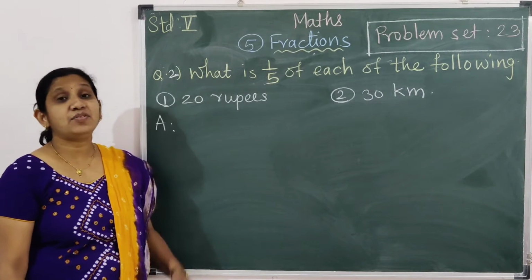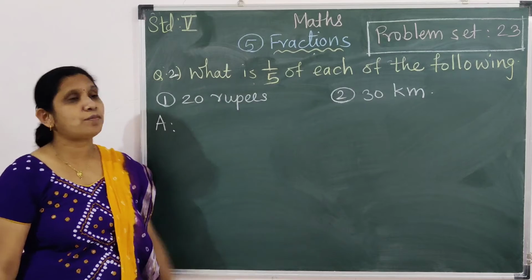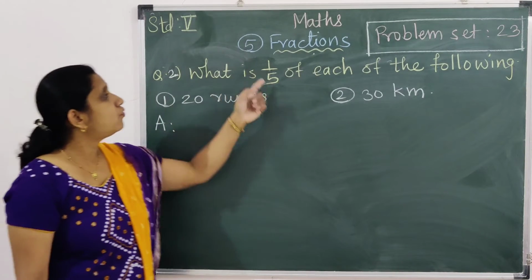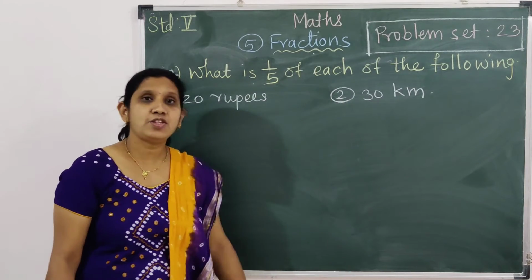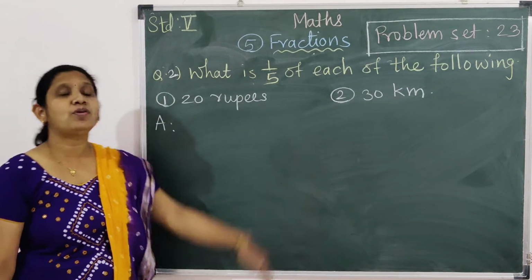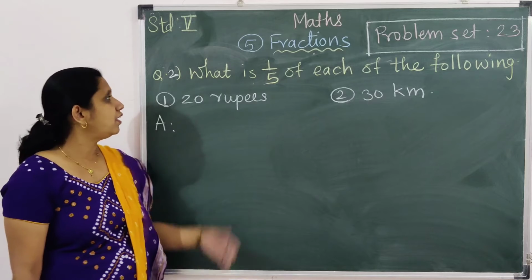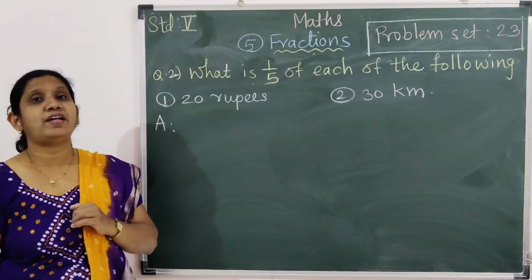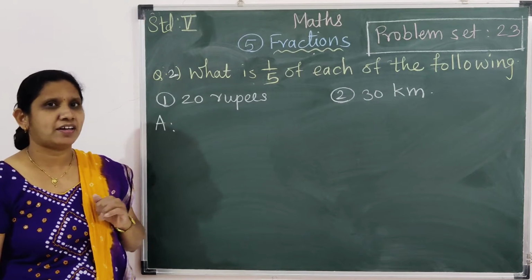Students, let's see question number 2 of the same problem set 23. What is the question? What is 1 upon 5 of each of the following? Here also a few collections are given. The first collection is of 20 rupees. We have to find out its 1/5 part.